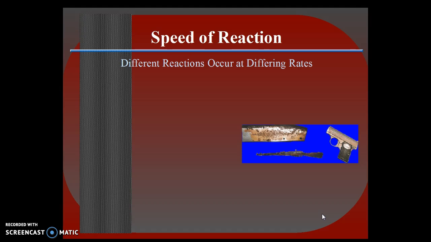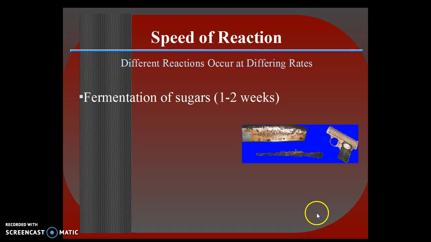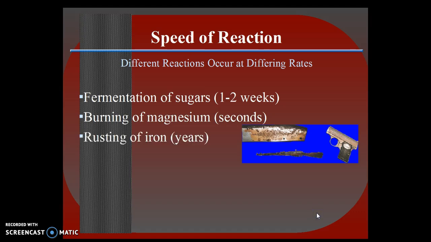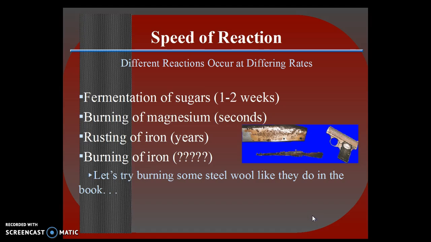Well, let's talk a little bit about differing rates of reaction. We know that sugars will ferment into alcohol and carbon dioxide in 1 to 2 weeks completely. Magnesium, however, burns in air in seconds and even faster in oxygen. Iron, however, rusts in a period of years in an oxygen atmosphere. But we can burn iron as well, and at some point, your demonstrator may show you how steel wool, which is a much more finely divided type of iron, burns either in air or oxygen.